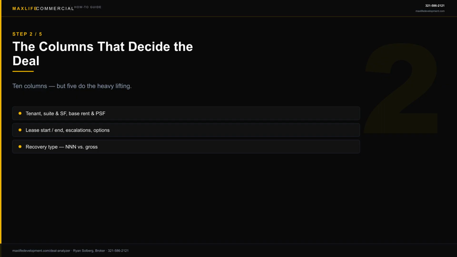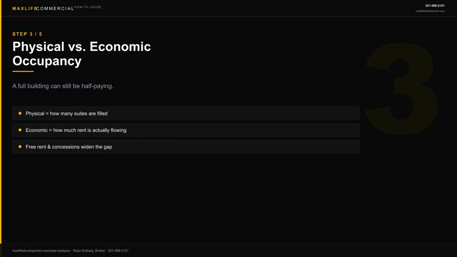Here is the trap that catches new investors. There are 2 kinds of occupancy, and they are not the same. Physical occupancy is how many suites are filled. Economic occupancy is how much rent is actually hitting your bank account. A building can be 100% physically full and still be bleeding because a tenant is in a free rent period, or signed with months of concessions, or sitting in a suite they have stopped paying for. The rent roll shows you the lease. It does not always show you the cash. So always ask, of the rent on this page, how much is actually being collected today? Real income, not advertised income.